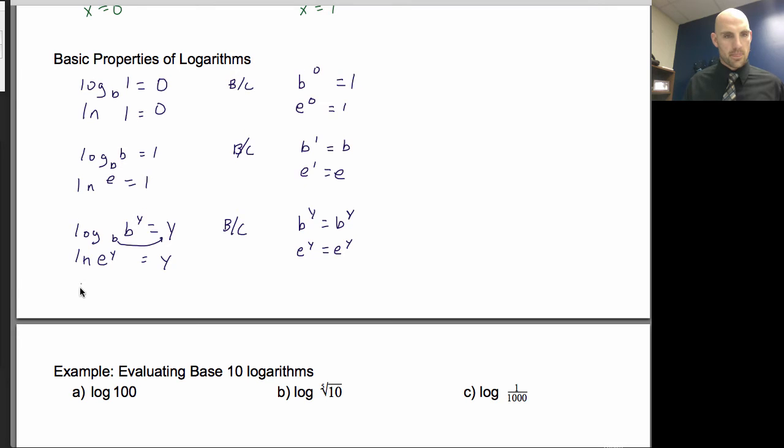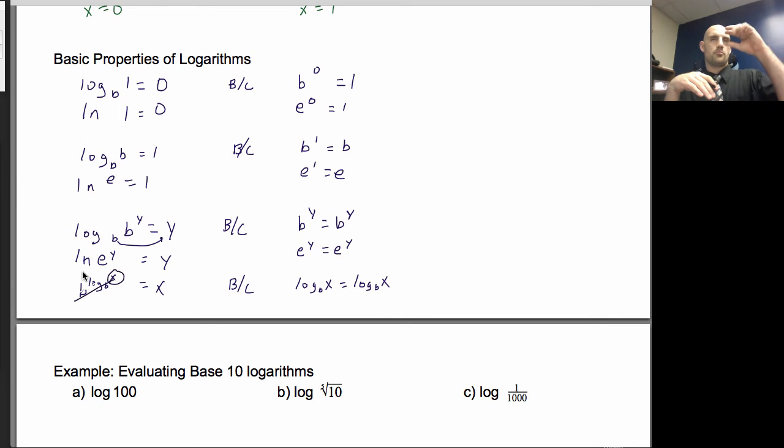The last one is b raised to the log base b of x is equal to x, because log base b of x is equal to log base b of x. b and log base b cancel out, so I'm left with just my x. So b to the log base b, because raising b to a power and log base b undo one another.